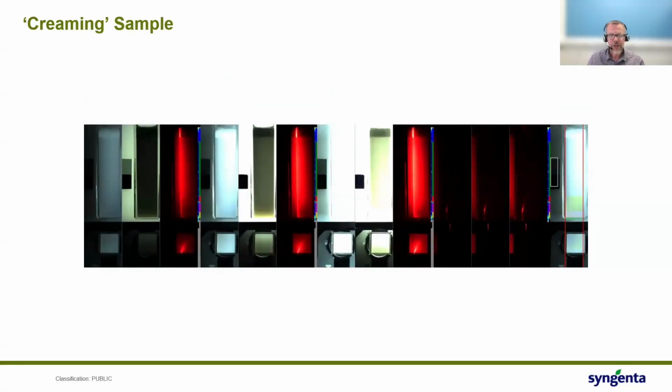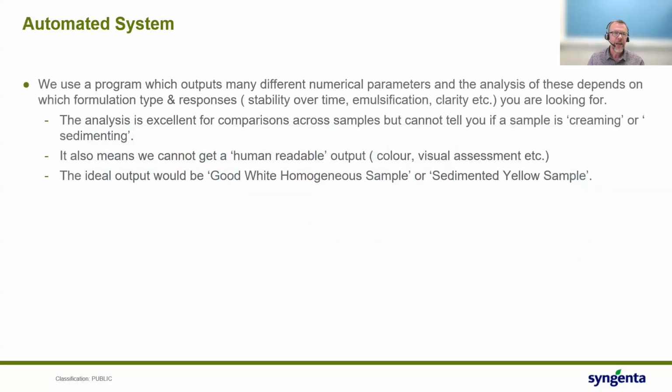This is a creaming sample. If you look at the images, you tend to see a white bit across the top on the left-hand side of the block of 3, and it's quite clear on the backlit that there is something up top. That's what we term a creaming sample, and what we're looking for is a homogeneous sample through all of that.